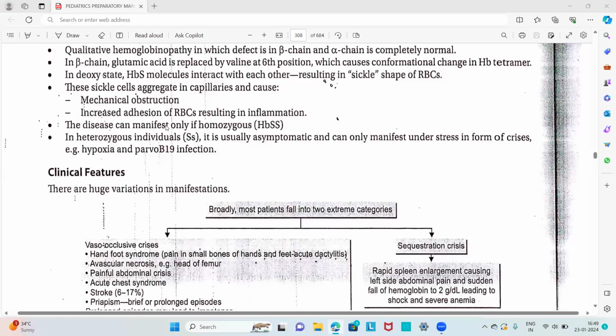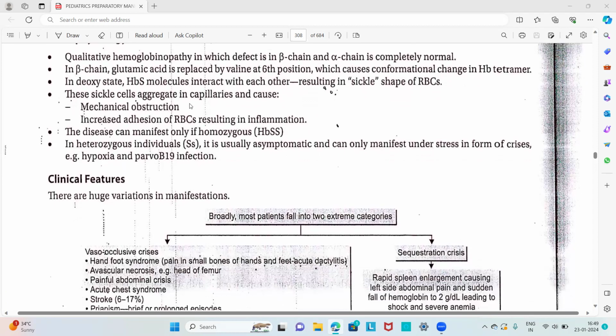The disease can manifest only if it is homozygous, that is HbSS. In heterozygous individuals it is usually asymptomatic and can manifest only under stress in the form of crisis, like hypoxia and parvovirus B19 infection. So that is all regarding the pathophysiology of sickle cell anemia. Mainly, it is a qualitative hemoglobinopathy due to glutamic acid being replaced by valine at the sixth position, which causes a conformational change in the hemoglobin tetramer, and only in the deoxy state does it sickle and cause these obstructions.